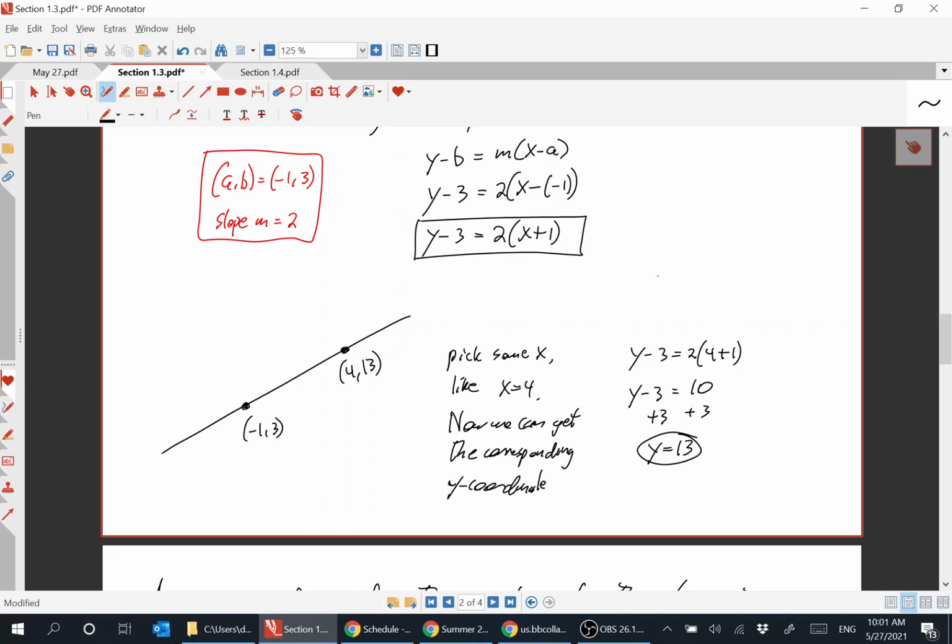Okay, now for any other point on the line, pick some x, like x equal to 4. If you want the y coordinate that goes with that x coordinate, you plug in x equal to 4, and then you solve, and then you get y equal to 13. So this line contains -1, 3. It also contains 4, 13. If you want to pick x equal to 5 and see what the corresponding number is here, it's going to be 5, 15, actually, because the slope is 2.